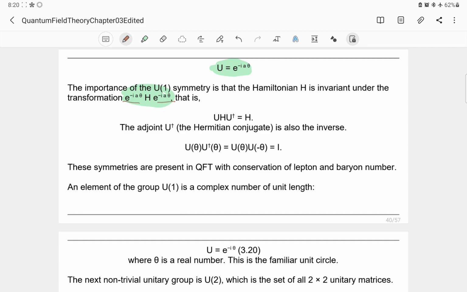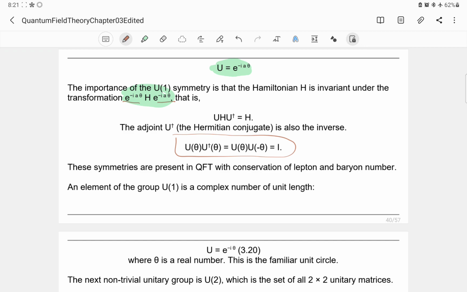The adjoint U is also the inverse in this case. So you will have an identity if you multiply U and its adjoint. And these symmetries are present in quantum field theory with conservation of lepton and baryon numbers. So later on we will know these things.